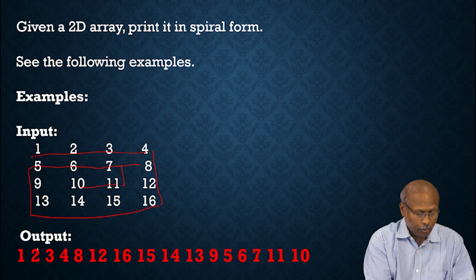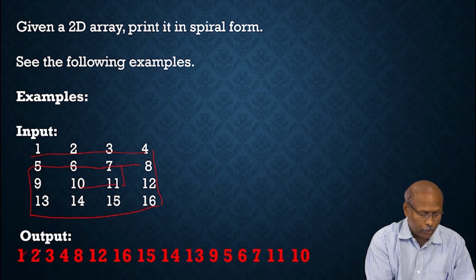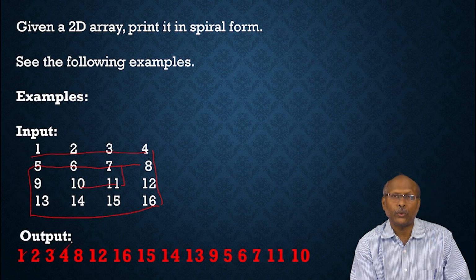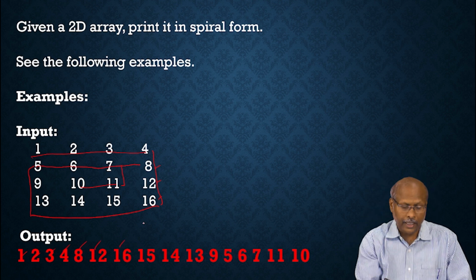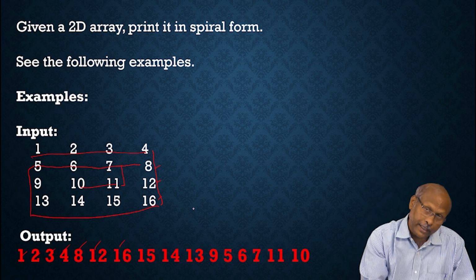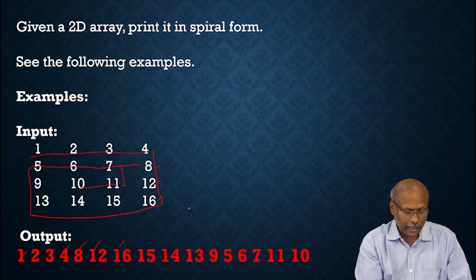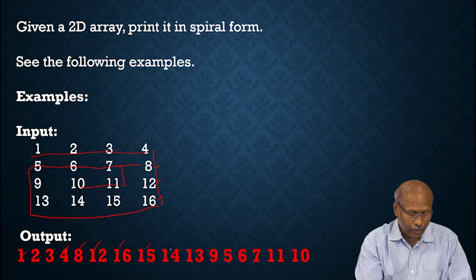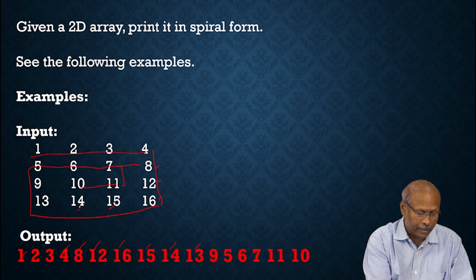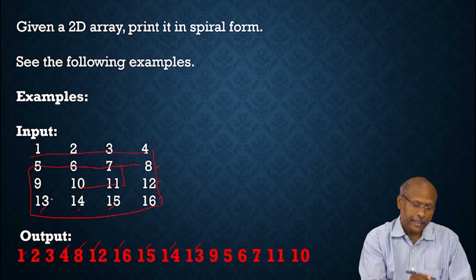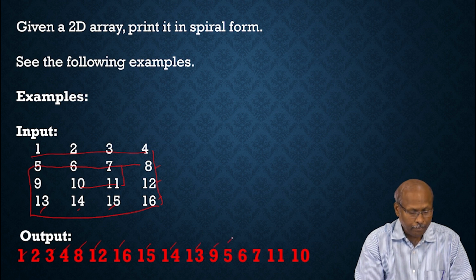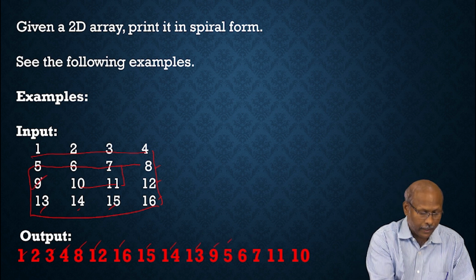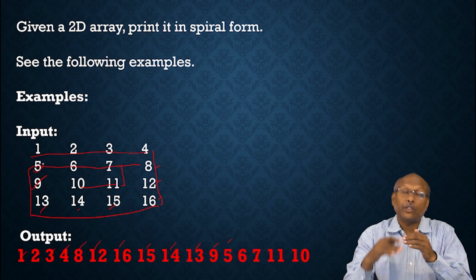So that means 1, 2, 3, 4. That comes from first row. Then 8, 12, 16. That is from the last column. After printing that, it has to come again the last row. The last row is 15, 14, 13. After that, it has to go straight. Again, 9, 5. After printing 9 and 5, it has to go in this row. Because already first row is over.